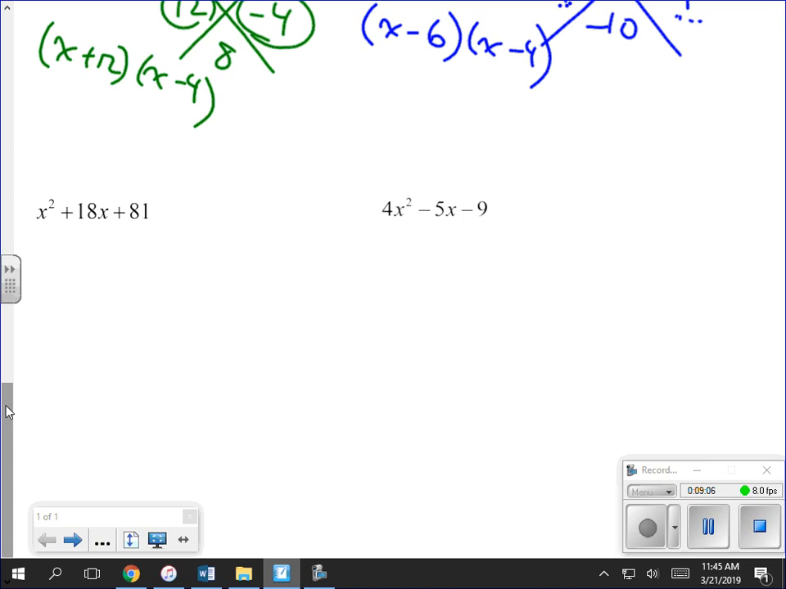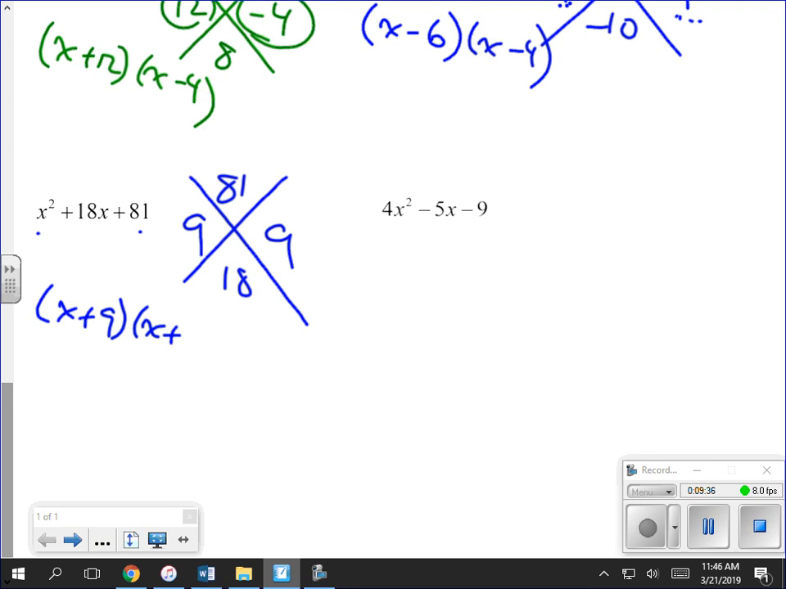Almost done. Same thing here on the last one. Now there are two ways I can look at this one. It is a perfect square, so I can factor it as a perfect square. But if you just want to set up an X box, 81 and 18, two numbers that multiply to give me 81 and add to give me 18, that would be 9 and 9. Once again, there's nothing in front of the x squared, so I don't do anything to the 9s. So that would be x plus 9 times x plus 9. You could give me that, or you could write this as x plus 9 squared. Either answer will work for the test.